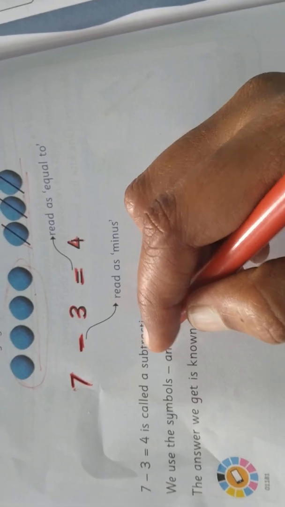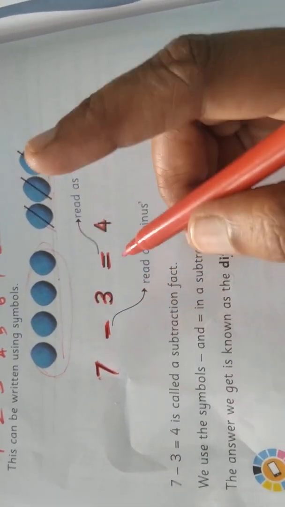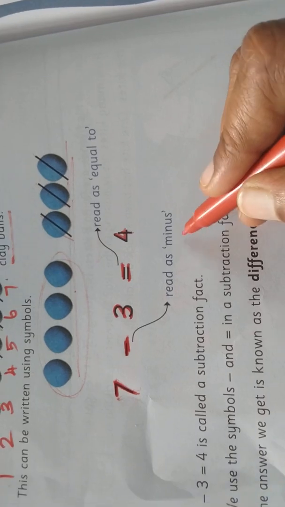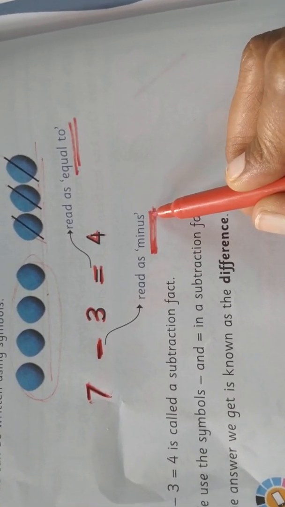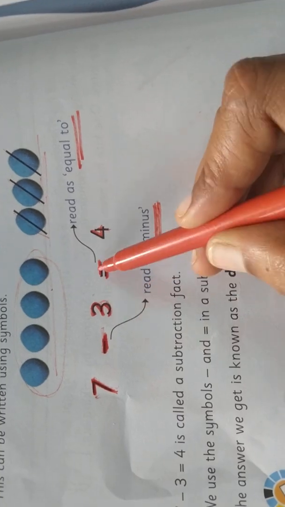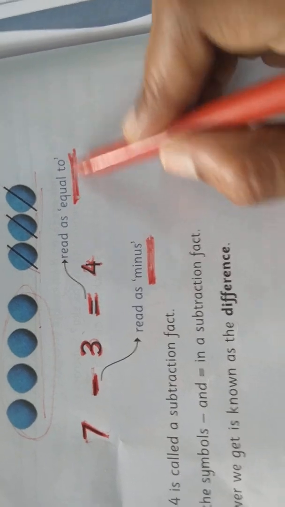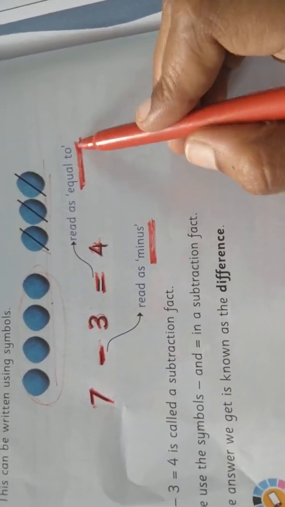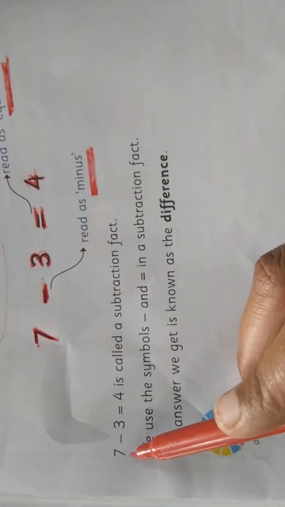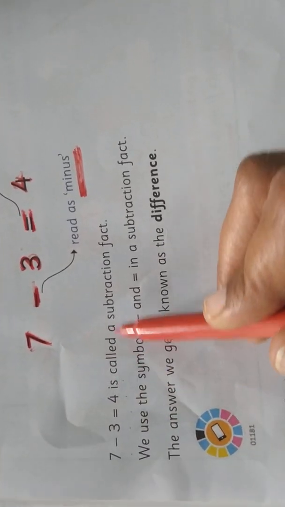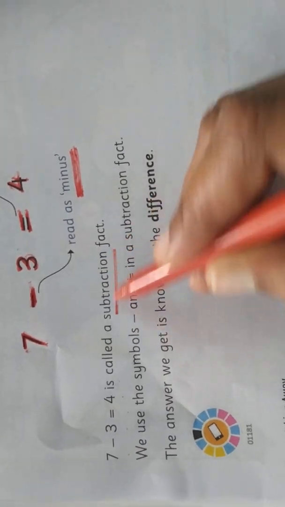In the putting together lesson, we have read plus and equal to. In this lesson, we are reading minus and equal to. What is the symbol name? Minus. Everyone say along with me. Minus. Now read this equation. 7 minus 3 equal to 4. What is this symbol? Equal to. Say along with me. Equal to. Clear? 7 minus 3 equal to 4 is called a subtraction fact.